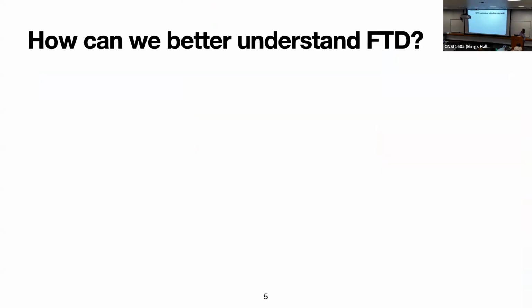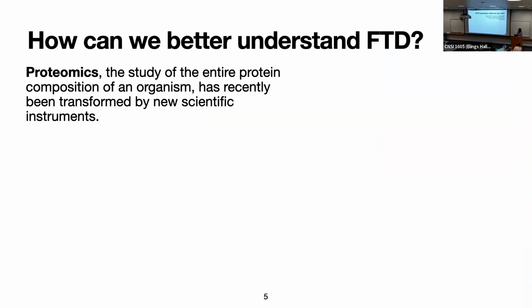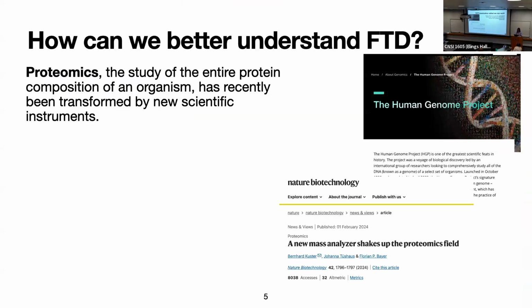So how can we better understand frontotemporal dementia? Well, a huge answer to this is proteomics, which is the study of the entire protein composition of an organism. And this has recently been transformed by new scientific instruments. So similar to how 30 years ago the Human Genome Project emerged with the goal of completely sequencing the human genome, which is about 30,000 genes and is now complete, proteomics is the new wave of this. And proteins are responsible for a wide range of functions essential to life. So every process from metabolism to immune response is controlled by your proteins.